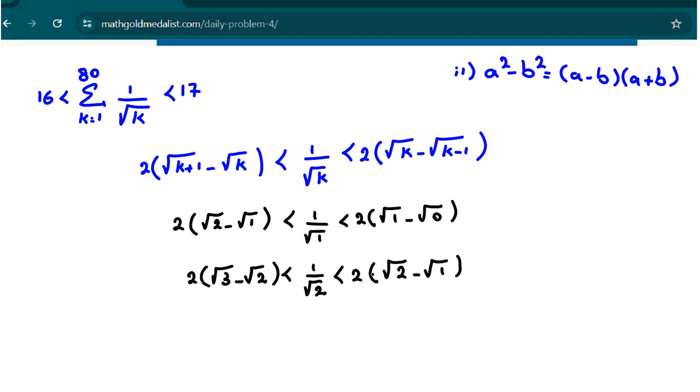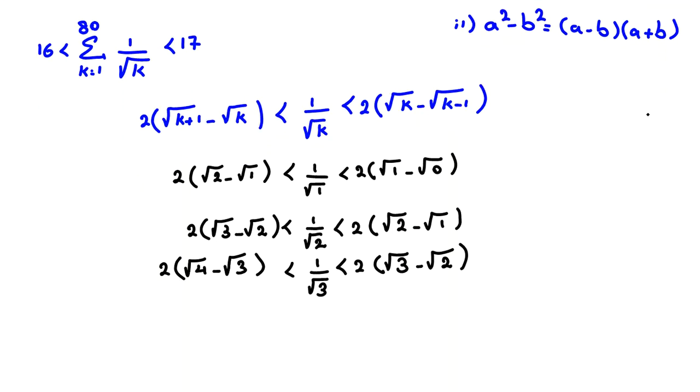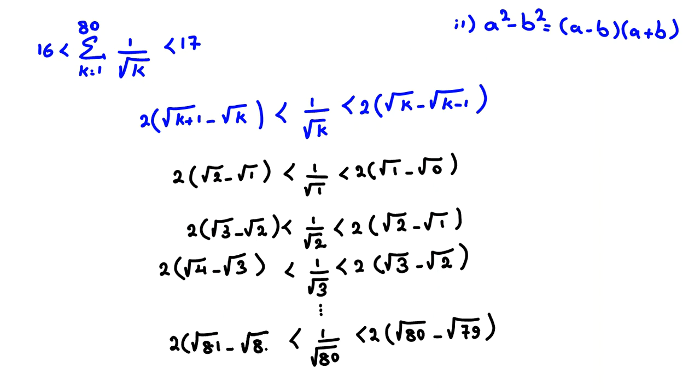Okay, let's keep writing. 1 over root 3 will be less than 2 times root 3 minus root 2 if we replace k with 3 here. And on this side, it will be 2 times root 4 minus root 3. Let's write all of them up to 1 over root 80. The last one here is less than 2 times root 80 minus root 79, if we replace k with 80, and greater than 2 times root 81 minus root 80.